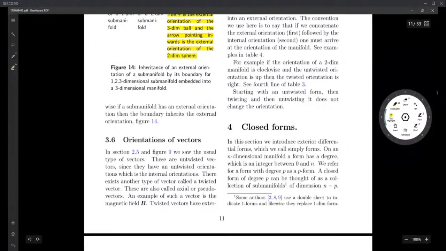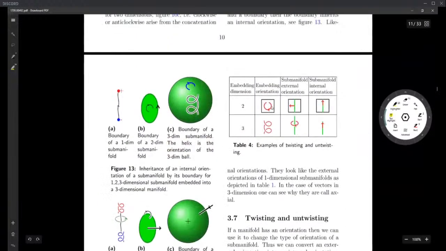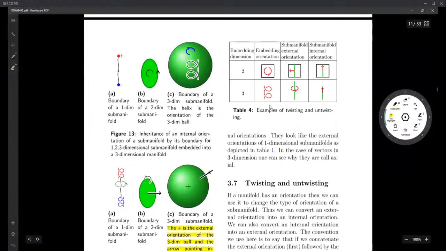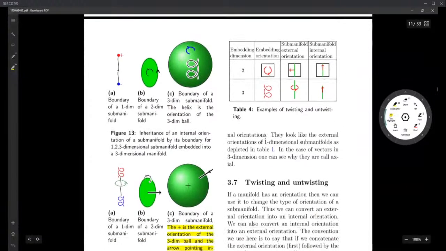So we know, like I said earlier, vectors and forms can also have their own orientations. So yeah, they can have internal untwisted orientations, and there's another type of vector called twisted vectors right here, and they're also called axial or pseudo vectors. An example of this is a vector such as the magnetic field B. So right here you have twisting and untwisting vectors. But this is more of a reference to twisting and untwisting, so I'll just stick away from that.